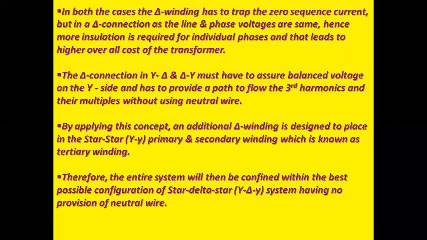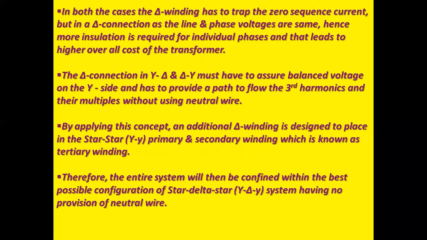But in a delta connection, as the line and phase voltages are the same, more insulation is required for individual phases, and that leads to a higher overall cost of the transformer. The delta connection in star-delta and delta-star must assure balanced voltage on the star side and must provide a path for the flow of third harmonics and their multiples without using a neutral wire.